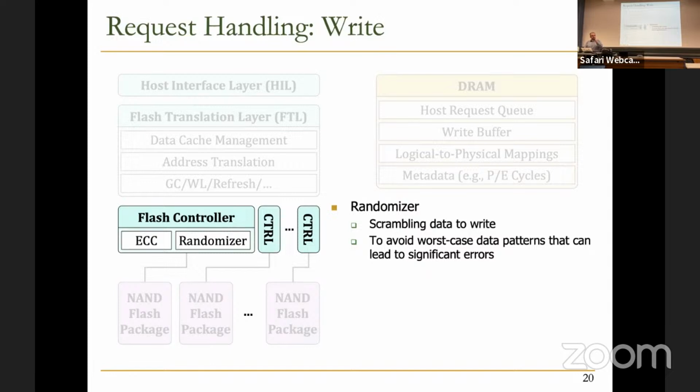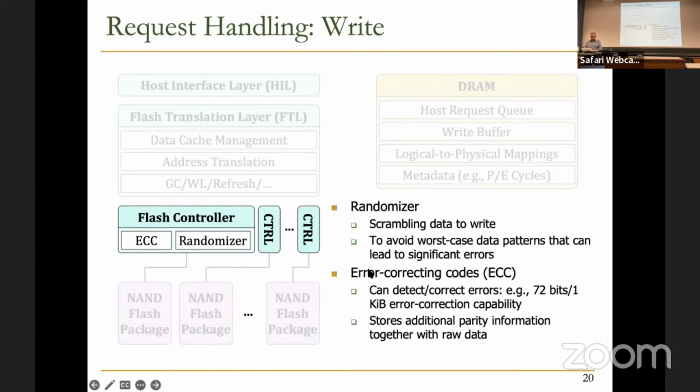So the data that you write to your flash memory is actually different from the data that you send to your device. And you also need to apply error correcting codes, ECC, which can detect and correct errors. As an example, you need to keep 72 bits per 1 kilobyte of data for error correction capability, and that stores additional parity information together with your randomized data. So inside the flash memory, you write your randomized data as well as ECC parities, essentially.